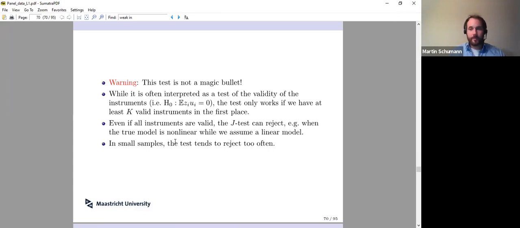And one other big problem is that people did simulation studies and they saw that, if you are in a small sample, then the J-test is kind of too pessimistic. So this is one of the reasons why people don't like the J-test so much anymore nowadays. Whenever you do some applied work, I think it's a good idea to simply look at the J-test, but you don't see it that often anymore in academic papers.